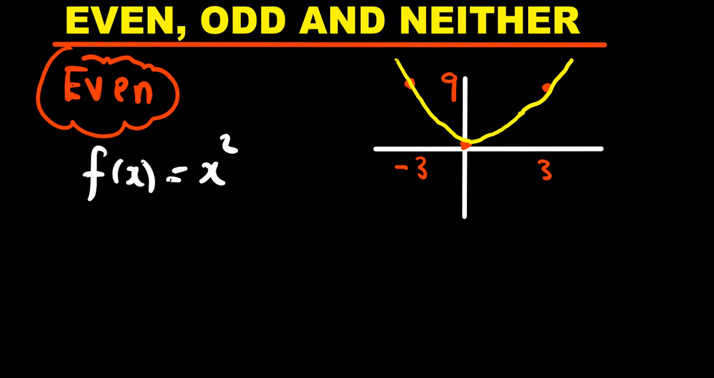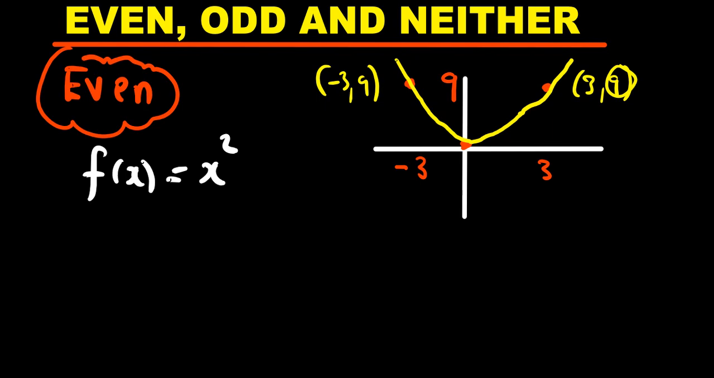Now if you put the points here, this will be (-3, 9). On the other side, it will be (3, 9). Now you realize that if we put a value of x, negative 3 squared, it gives us 9. Very, very important. Then if we also do positive 3 squared, it also gives us 9.